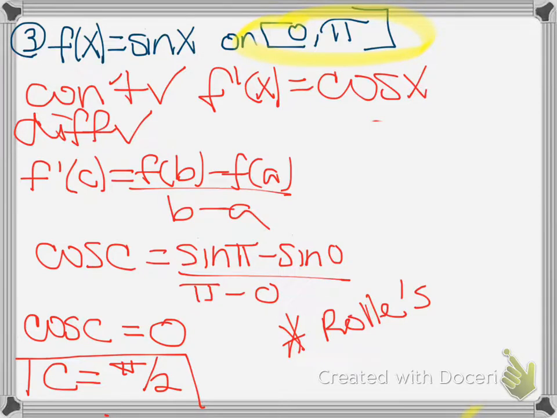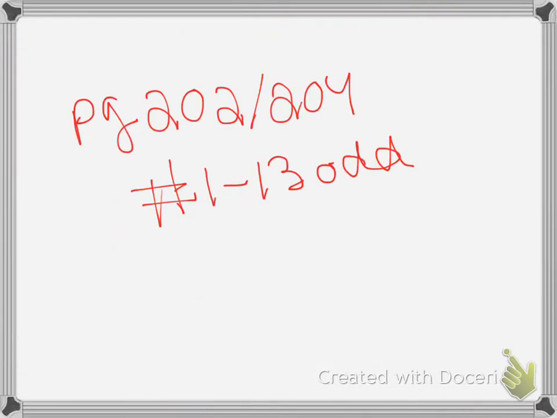So remember, we've talked about 3 theorems so far: the EVT, the MVT, and Rolle's. Rolle's is just a special case of the mean value theorem that adds a third prerequisite, that f of a equals f of b. All right, so what I want you to do now is tackle these problems on your homework, page 202, 204, numbers 1 to 13 odd. And we'll go over these together, recap these formulas, and you'll have a quiz 2 classes from now.